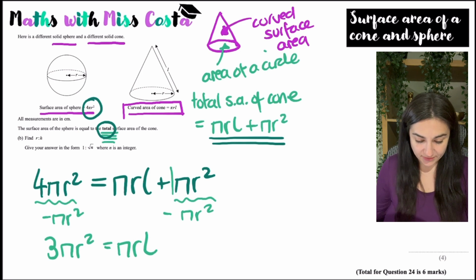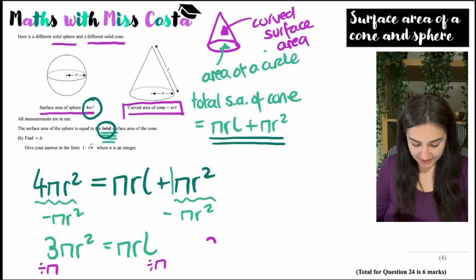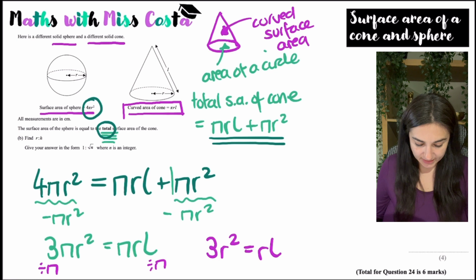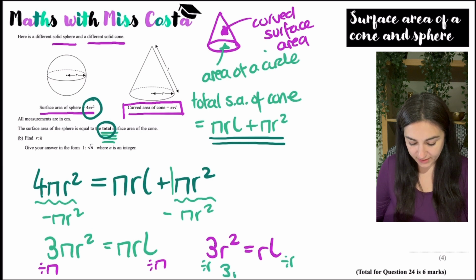So what else can we do to simplify it even further? Well, you could divide by pi. So you'd be left with 3r squared equals RL. And then what could you divide by again? You could divide by R. So you know that 3R equals L.